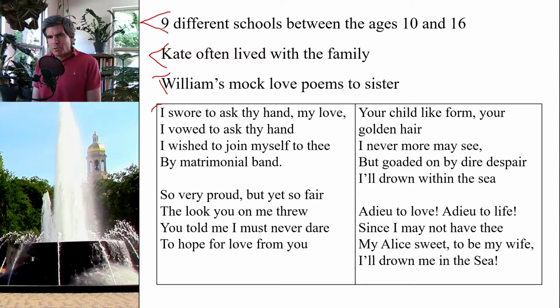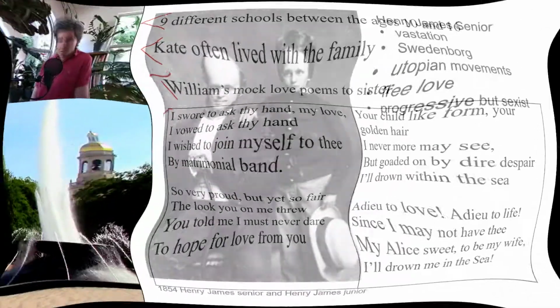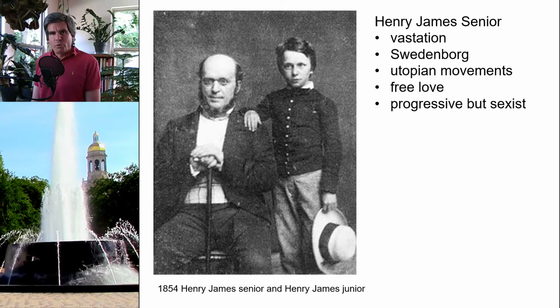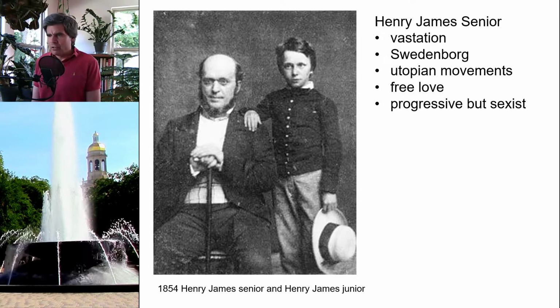So William James, one of the things of the family entertainment there, he wrote mock love poems to his sister. So William James, the person that would go on to become the first psychologist in the United States, grew up in a family with a father that was very unique and had a lot of interesting and unusual ideas. Here is a picture of Henry James Sr., the father, along with Henry James Jr. That would be the second son, the one that went on to become the famous author.